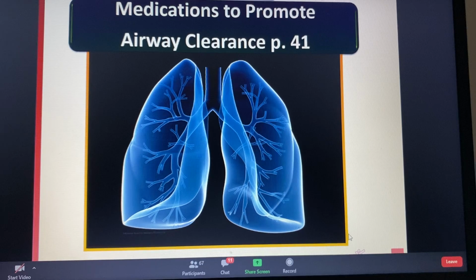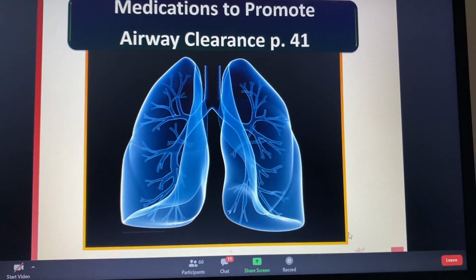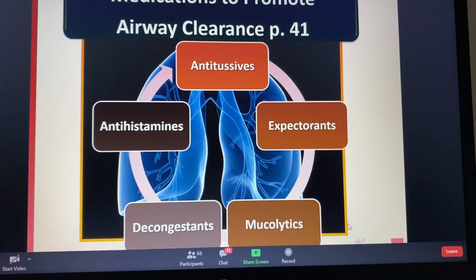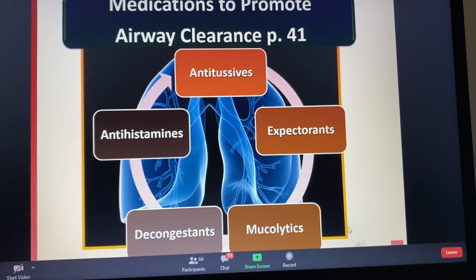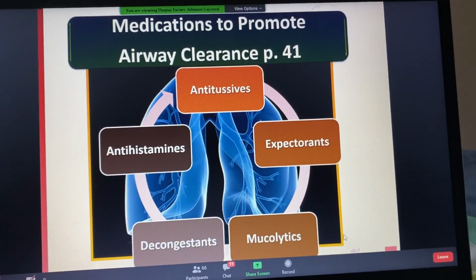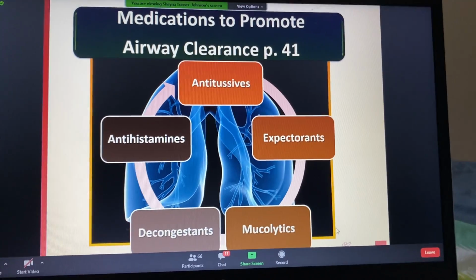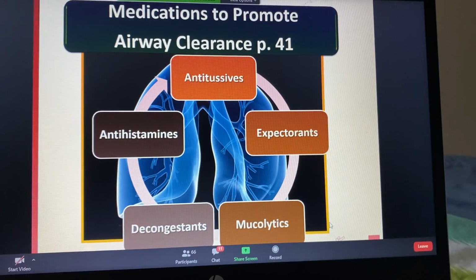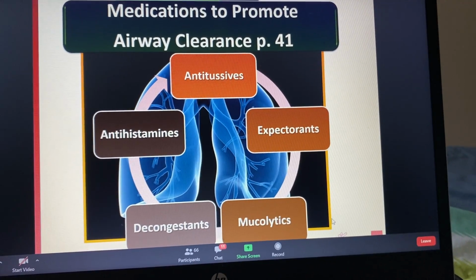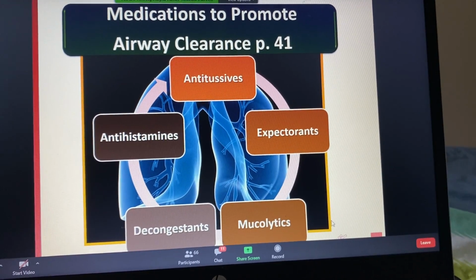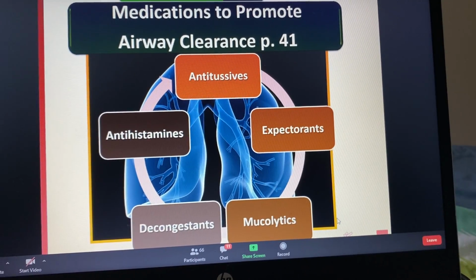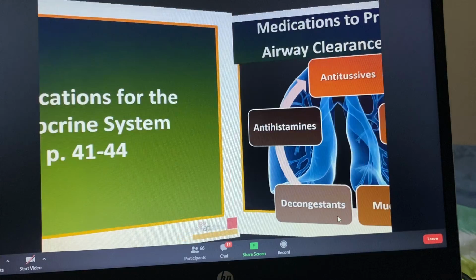Then there's medications that we can use to promote airway clearance, and those are really on page 41. And here's the different classes that are there. So antitussives suppress cough. Things like codeine or non-opioid antitussives like dextromethorphan. That's very common in over-the-counter cough syrups.